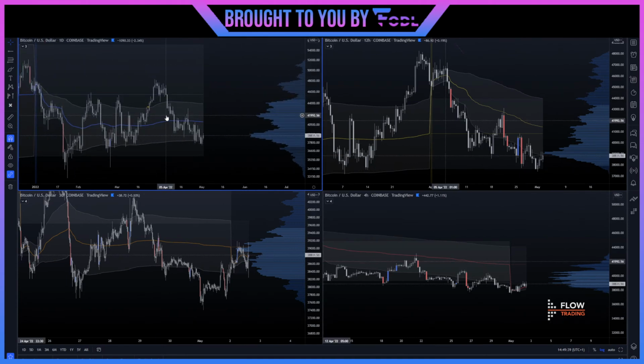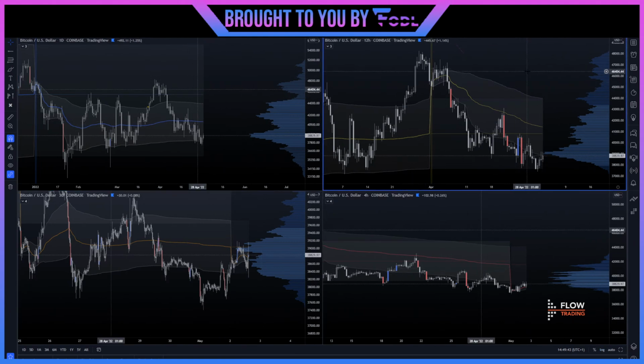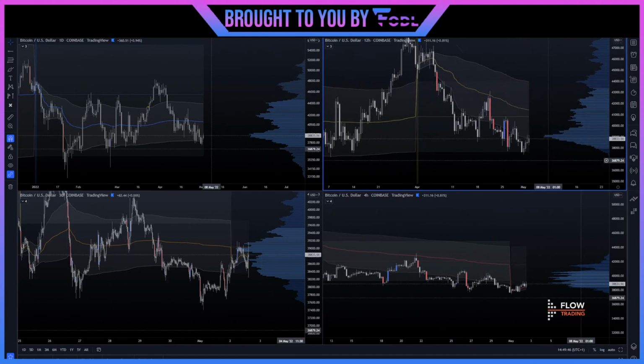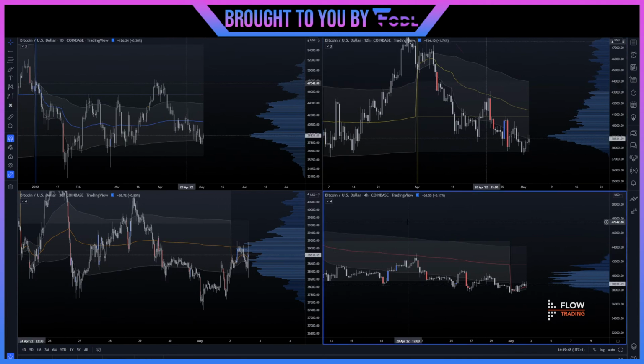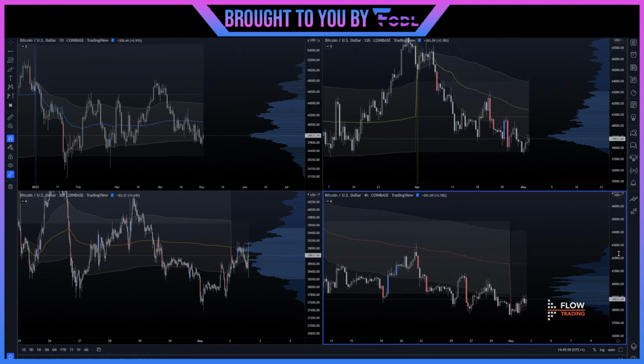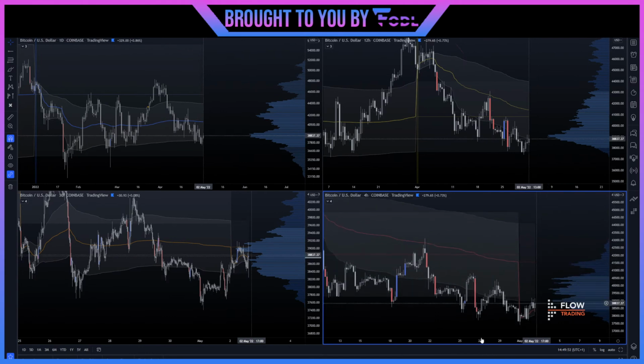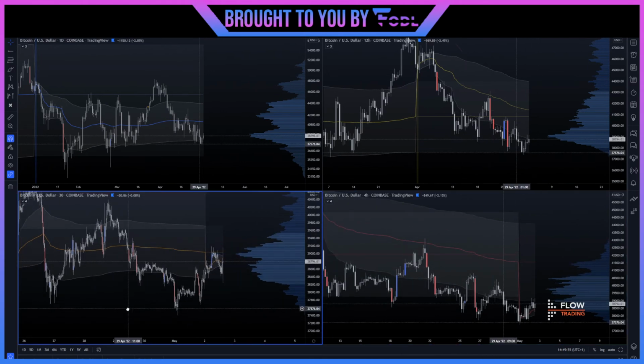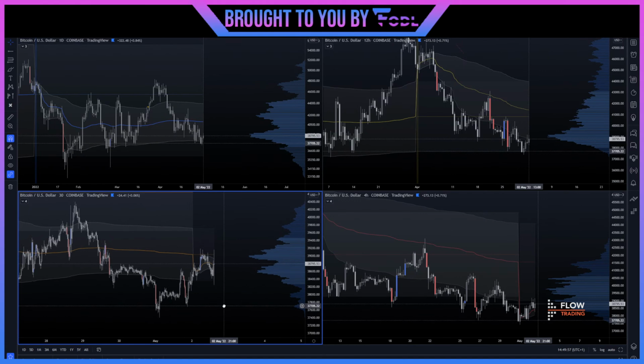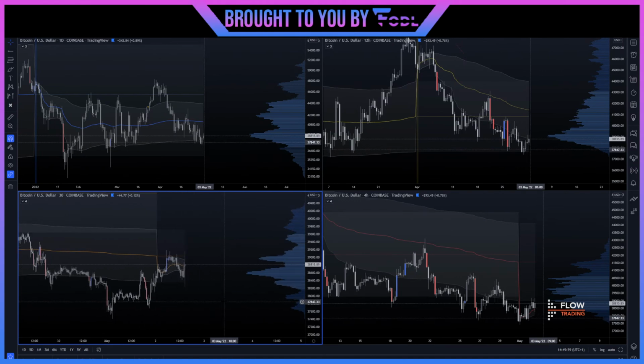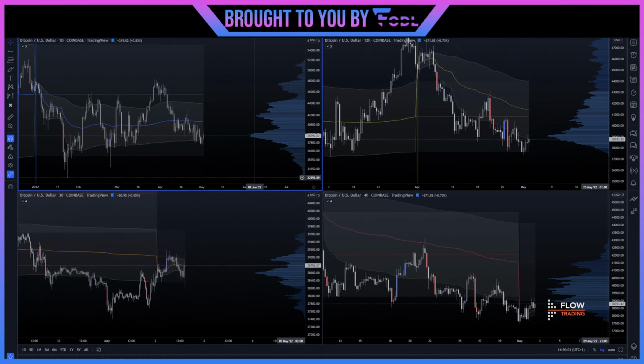Right, so on the top left hand corner I've got the daily chart, and that's the yearly VWAP. On the top right hand corner I've got a 12-hour chart with the quarterly VWAP. On the bottom right I've got the monthly VWAP on a 4-hour chart. And here on the bottom left I've got a 30-minute chart with a weekly VWAP. So let's start with the higher time frames.